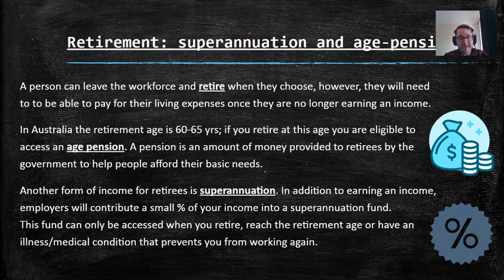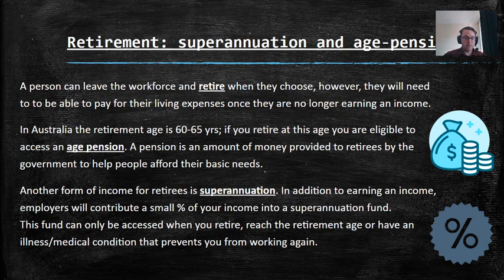This fund can only be accessed when you retire, reach the retirement age, or you have an illness or medical condition that prevents you from working again. So once I retire, I have access to a pension. I have been working throughout my entire life, and I had people putting money into my super when I worked at Kmart, when I worked at Woolworths. Now I'm in a full-time job, I still have money going into my super account, and that money can only be accessed when I retire.